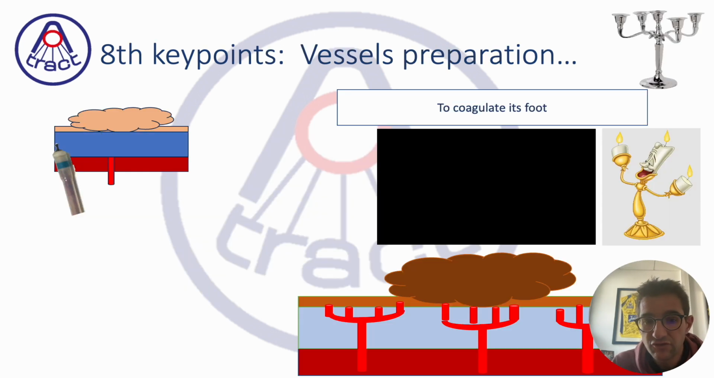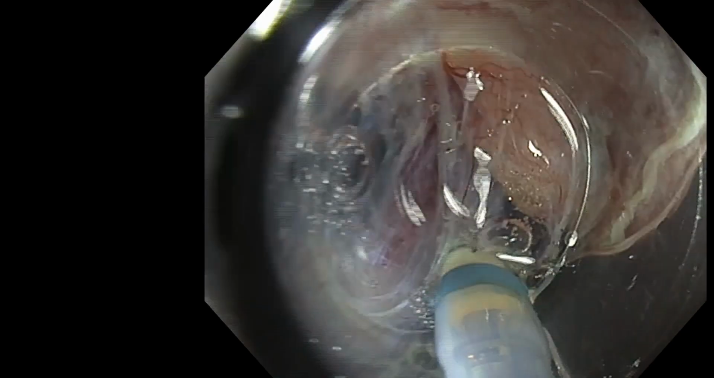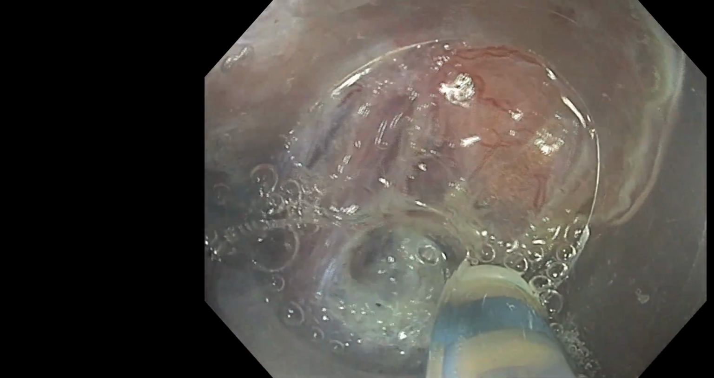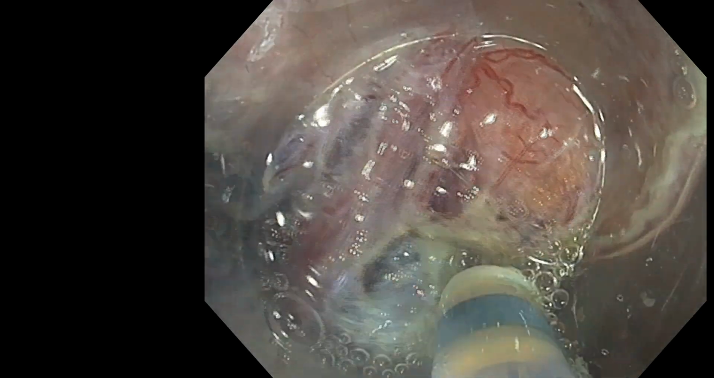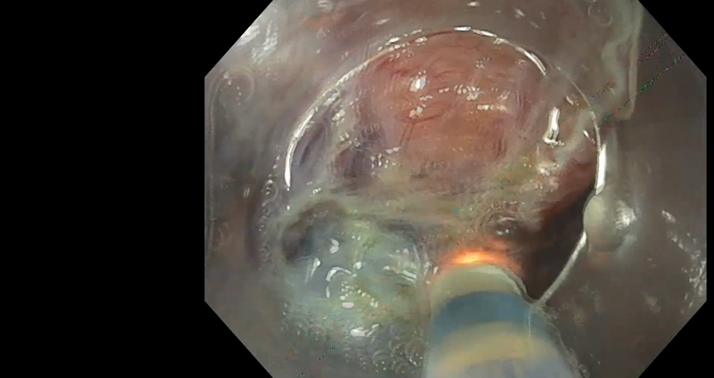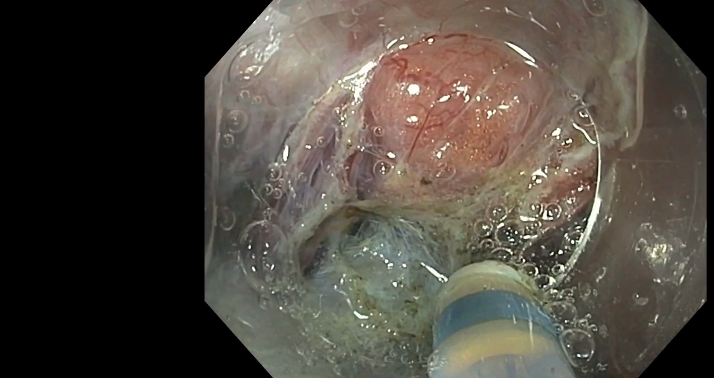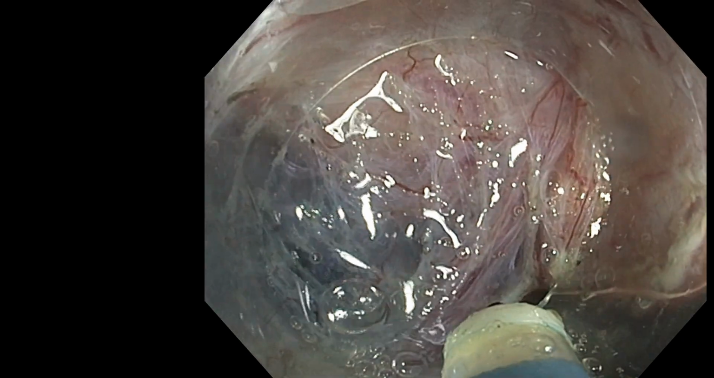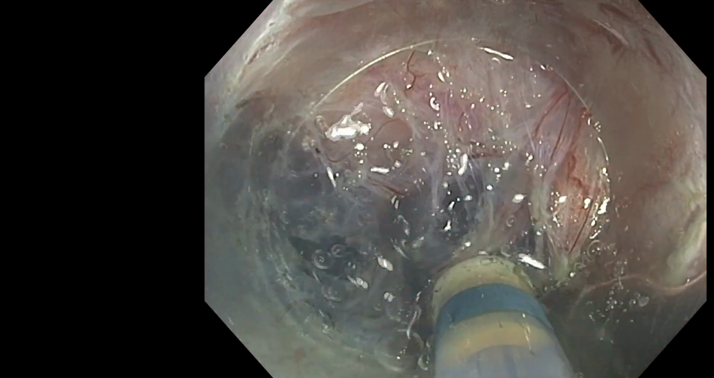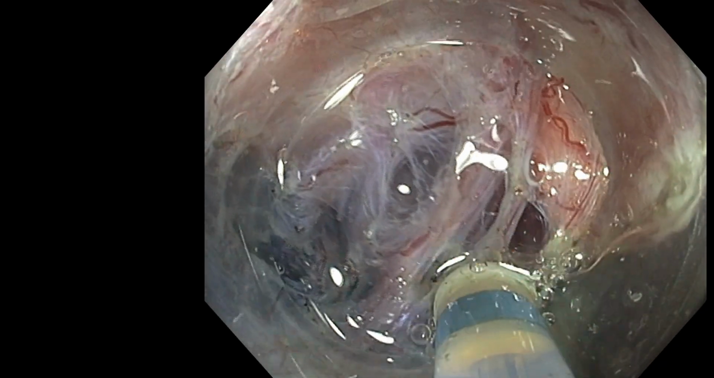The vessels have a shape like a chandelier, and therefore once again you should probably expose your vessel, prepare the vessel on the two sides in order to have enough space to coagulate the vessels on the right and on the left, instead of doing it directly with the tip of the knife.